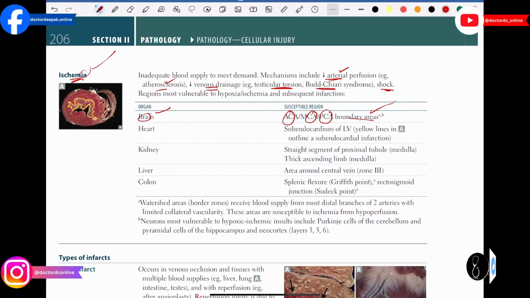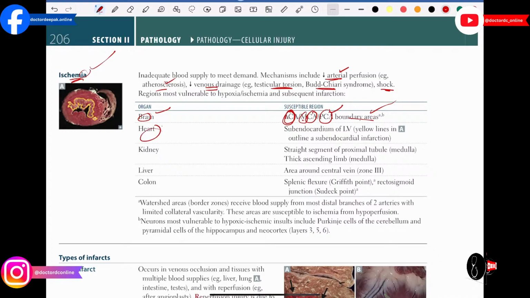Basically these are the areas which receive blood supply from the distal branches of two arteries, and these areas don't have collateral blood supply. So it means if they don't have collateral blood supply, they are going to be injured more. And what are the regions where these watershed areas are present? These areas are present where the anterior cerebral artery meets the middle cerebral artery, and the middle meets the PCA. So this is the important example.